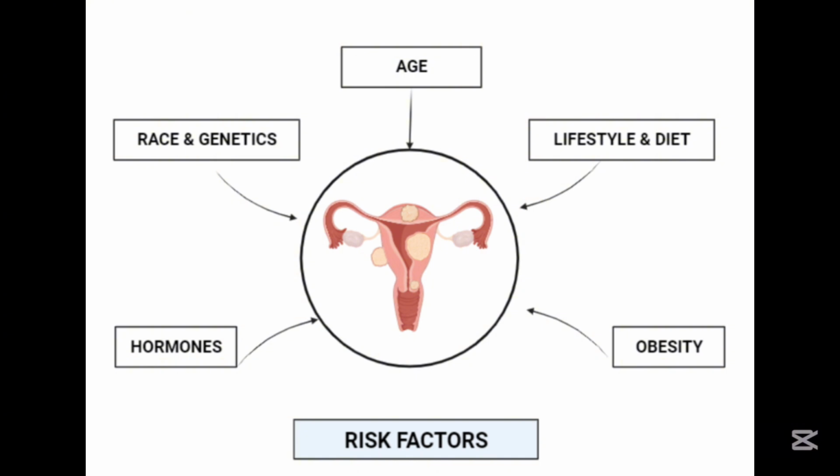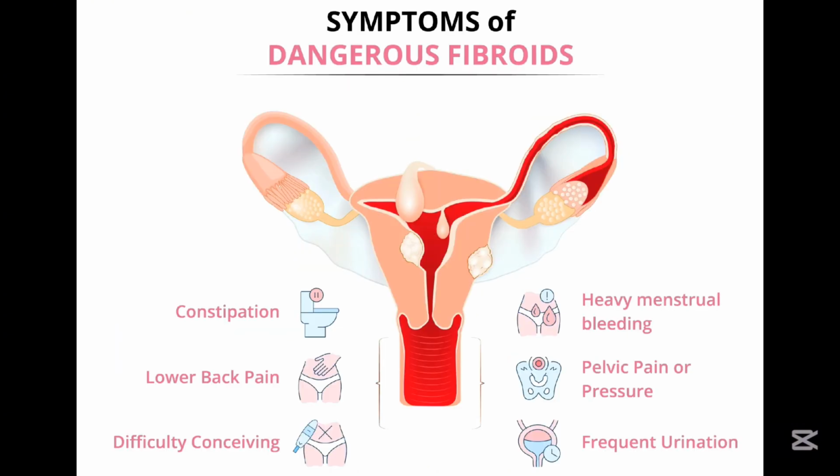So what are the symptoms? The symptoms can include heavy or prolonged menstrual bleeding, which we call menorrhagia, one of the most common symptoms, and this can interfere with daily activities. It can also lead to iron deficiency anemia, because many women may pass a lot of blood.